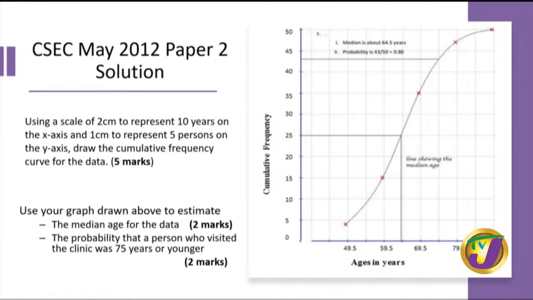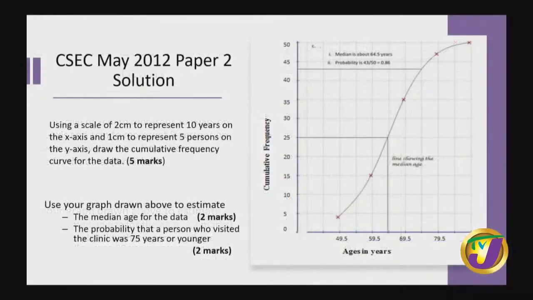Now, the median age for the data. What does median mean again? Halfway, which is your Q2. Half of my data. All right, so there were 50 students there, right? Yes, so 50. Half of 50 is definitely 25. So from 25 out to my curve.